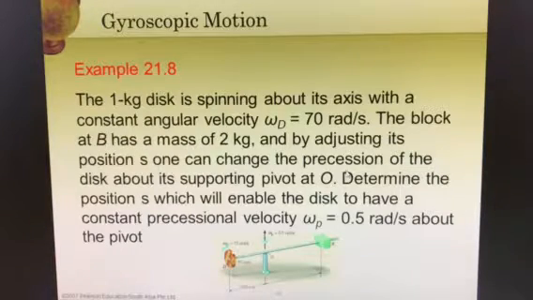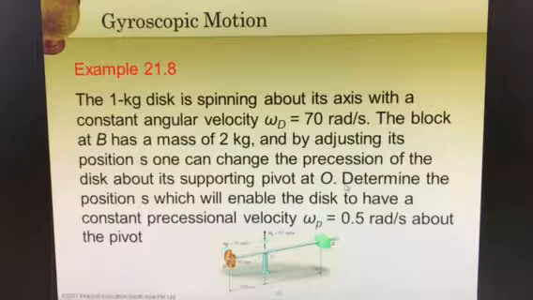Now we go to the second example. We have this configuration. We have a 1 kilogram disc spinning about its axis with angular velocity ωD, this one 70 radian per second. The block B has a mass of 2 kg, and by adjusting its position S, this one can change the precession of the disc about its supporting pivot at O.